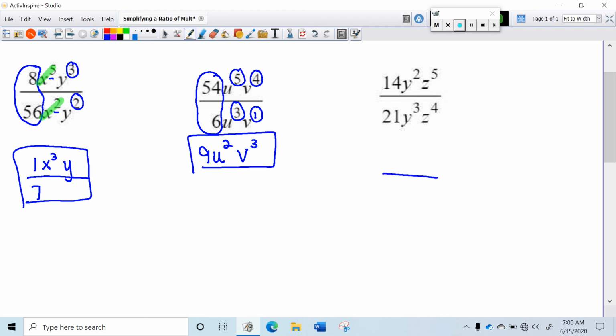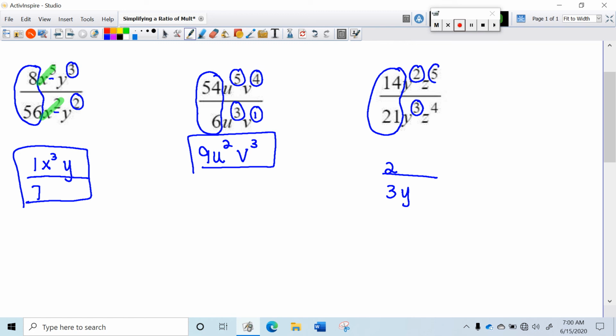Okay, the next one. 14 and 21, you can divide those by 7. 14 divided by 7 is 2. 21 divided by 7 is 3. For the y's, I have a 2 and a 3. The largest exponent's on the bottom, so that means my y is going to be on the bottom. Subtract. 3 take away 2 is 1. But again, if the exponent is 1, you don't have to write it.